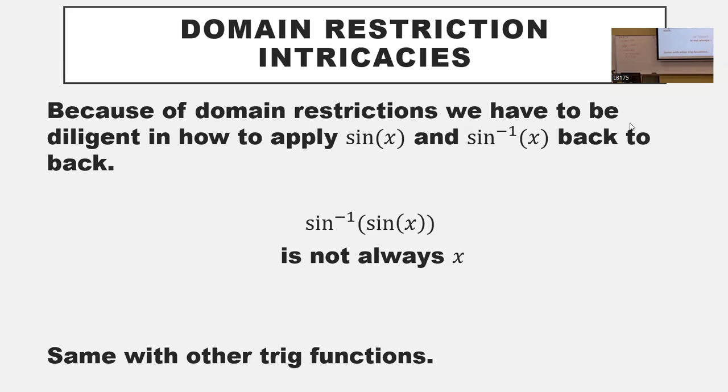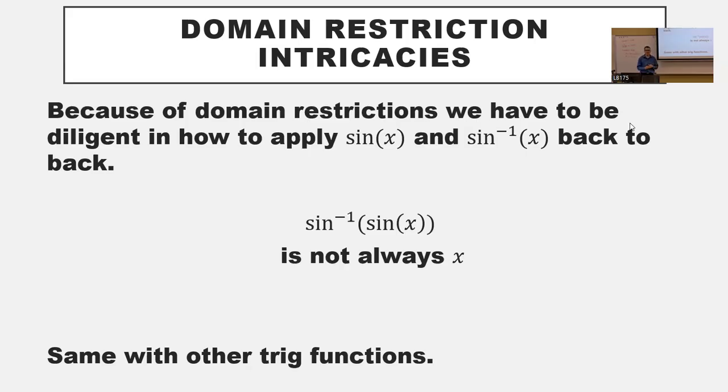Usually, sine inverse of sine of x is x, but that's not always going to be the case if x doesn't fall within that certain domain or range. That makes sense. If my angle is not from negative pi over 2 to positive pi over 2, then I might get something slightly different. And the same goes with every other trig function too.